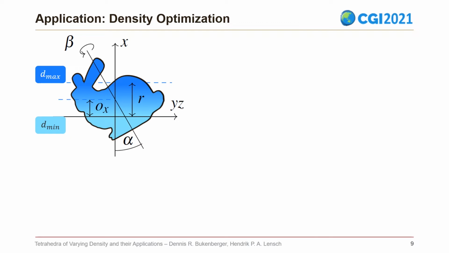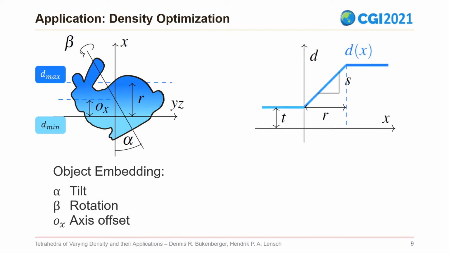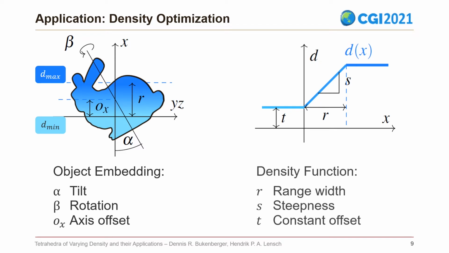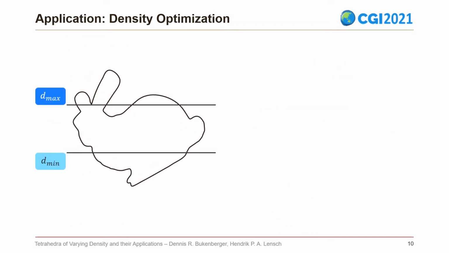To simplify further computations, we specify the gradient to be axis-aligned and define parameters for the object's embedding in this space. Therefore, we use 2 angles for tilt and rotation and 1 parameter for the axis offset. The density field itself is specified by this function, with parameters for the gradient, its steepness, and a constant offset for minimum density. In our embedded tetrahedralized geometry, we are now facing 3 different kinds of tetrahedra.